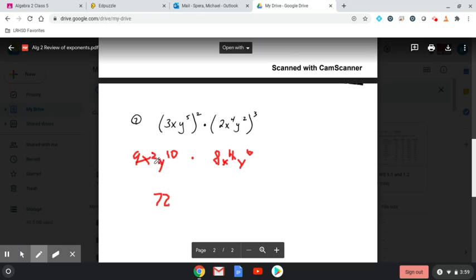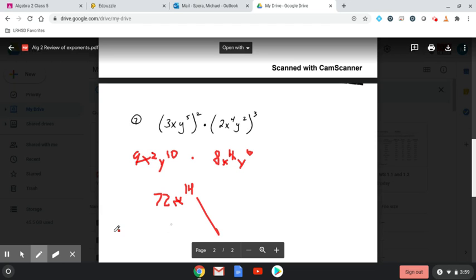Now, like bases, x and x, you add the exponents, right? Like bases, when you're multiplying, you add the exponents. So this becomes 2. Remember, this is a weird looking 12. 2 and 12, when we add them, gives us 14. All right, 10 and 6 as I get the y's now.